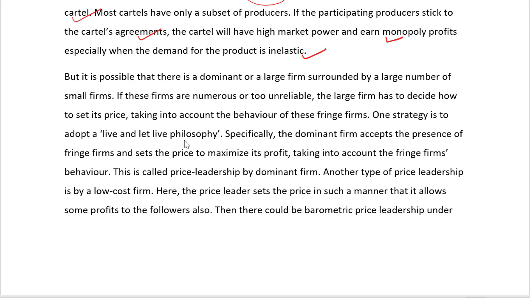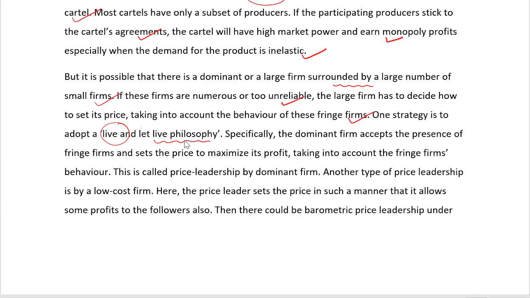But it is possible that there is a dominant or large firm surrounded by a number of small firms. If these firms are numerous or too unreliable, the large firm has to decide how to set its price, taking into account the behavior of these fringe firms. One strategy is to adopt a live and let live philosophy.